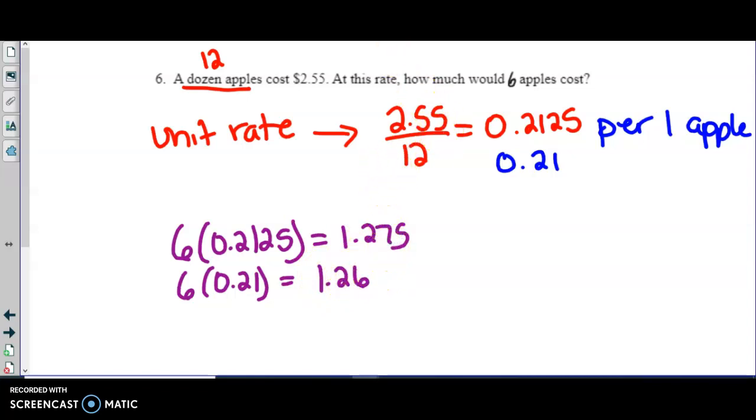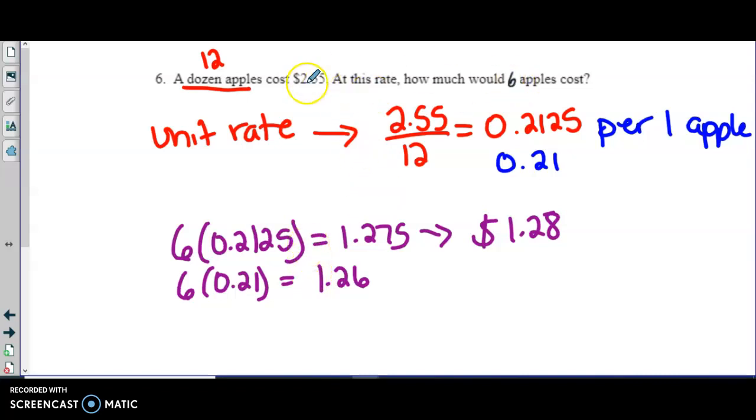Okay, so these do round differently. I don't know which way it does in Connexus. I know that this way is the most accurate. If you were at a grocery store, the 6 apples would end up costing you $1.28. And if you round before on the unit rate, then you get $1.26, and that is a different answer.